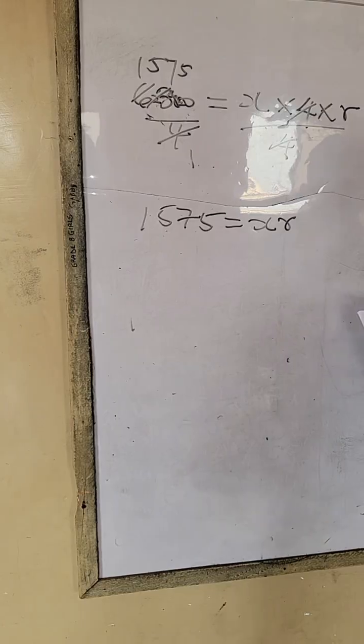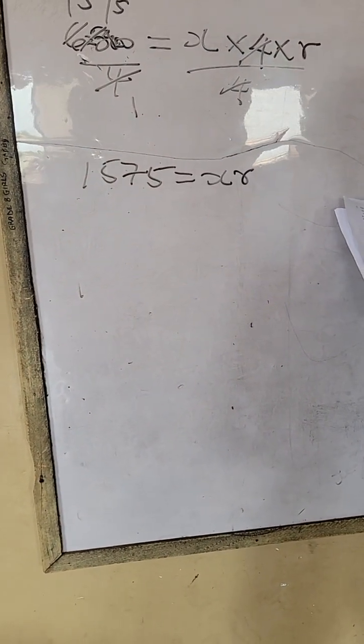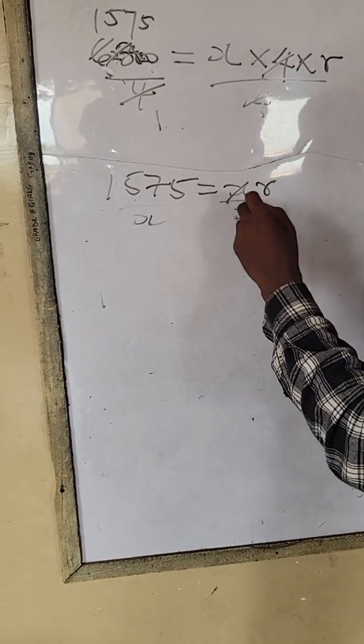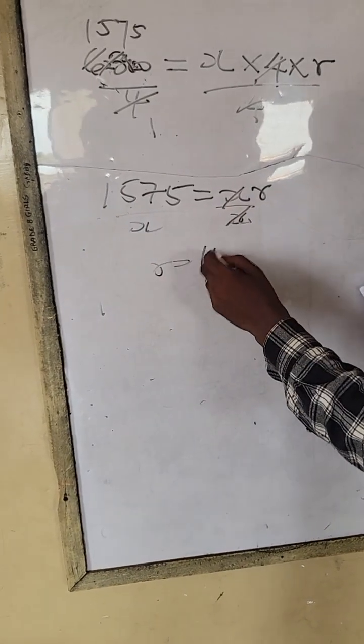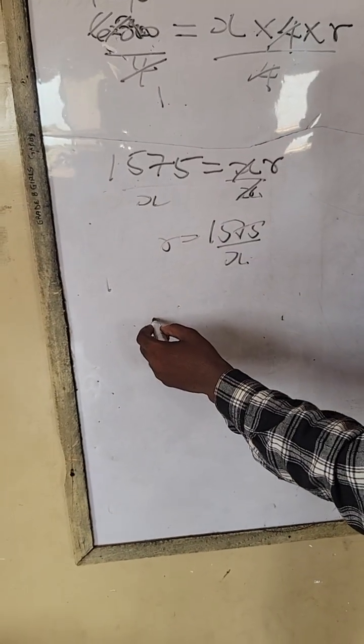What is the simple interest on the same amount invested at the same rate? So the rate is 1575 over X. So now we are going to the next one.